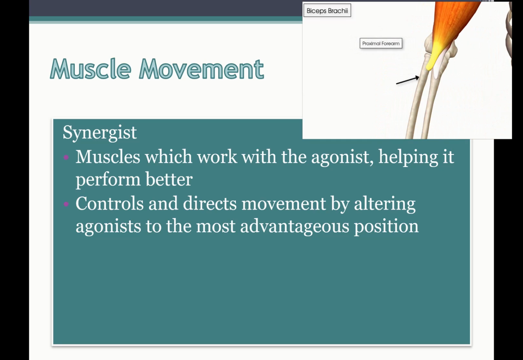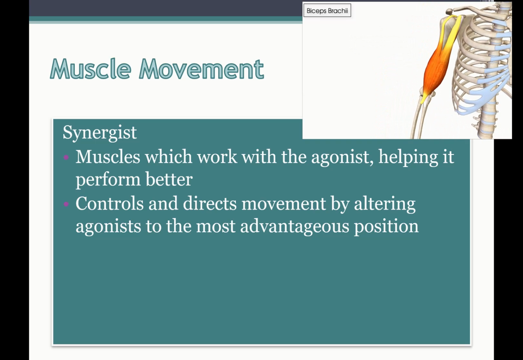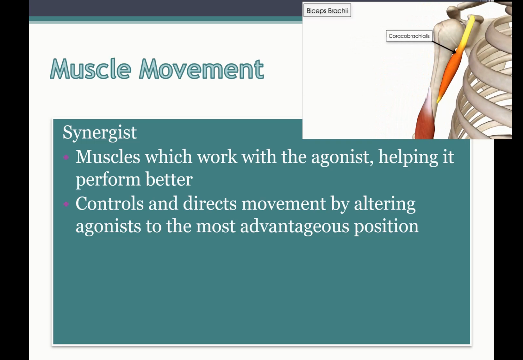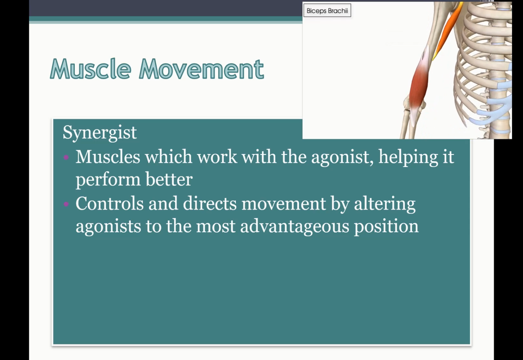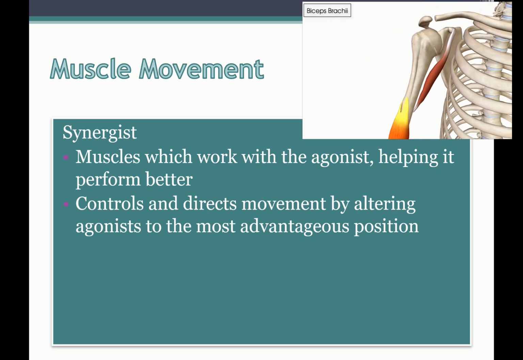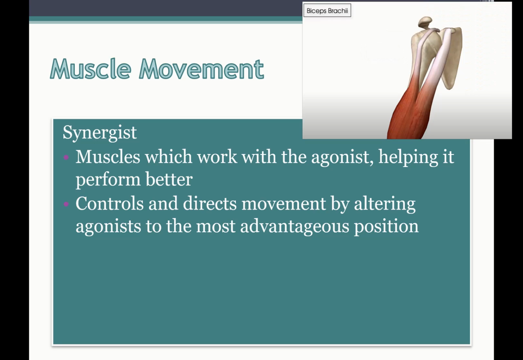Okay, so if we take, for example, the bicep curl, the example we were using earlier, the agonist is the bicep brachii, the antagonist is the tricep brachii, the synergist is in fact the brachialis. Now, this is a muscle which sits underneath the bicep brachii, and this is the synergist during that bicep curl. This is because it's helping the bicep brachii to fulfill its movement.